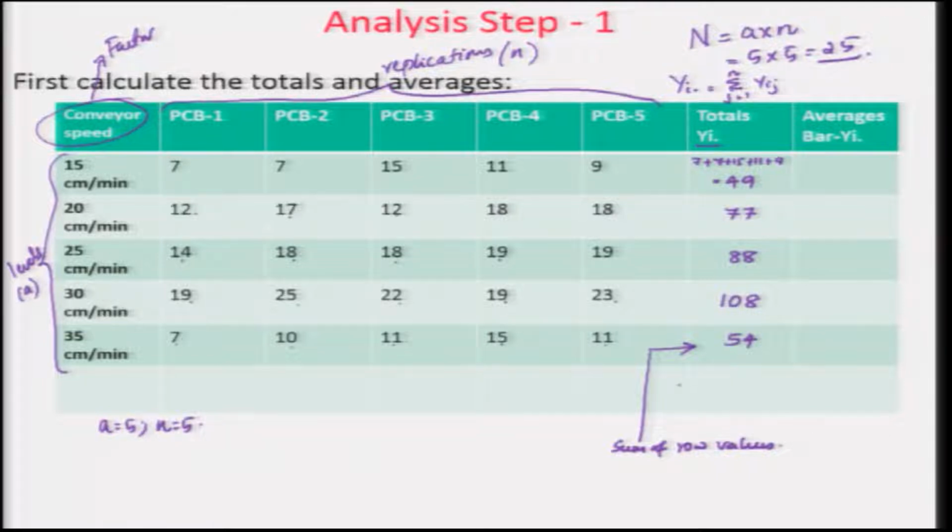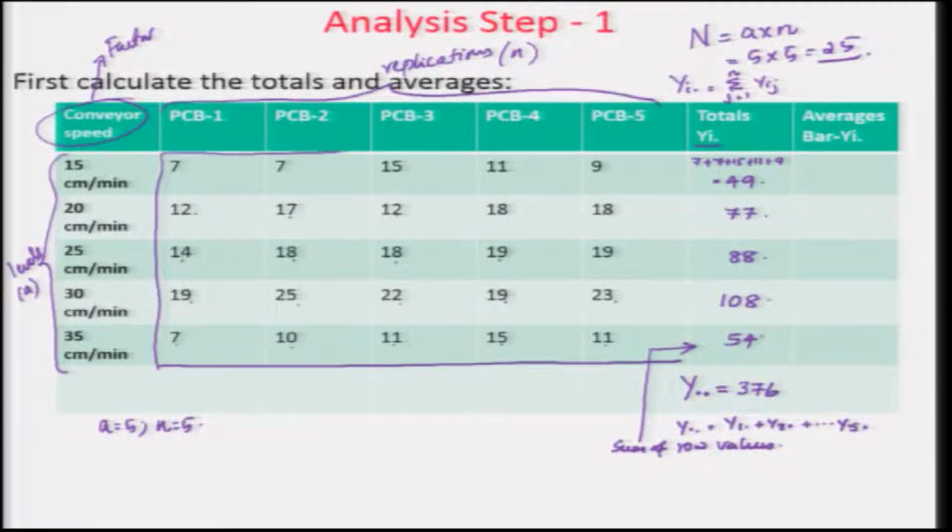Then I can calculate y dot dot. Y dot dot is equal to y1 dot plus y2 dot plus all the way to y5 dot. So, I sum these up, which is 49 plus 77 plus 88 plus 108 plus 54, and that should give me 376. So, this is the total sum. This is equivalent to summing all these values.